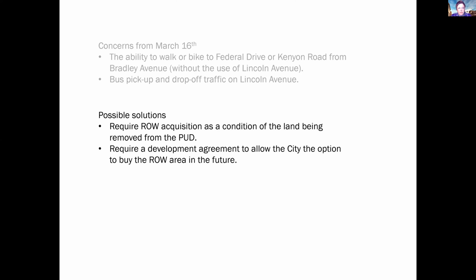Possible solutions to this, we kind of touched on last meeting. One would be to require right-of-way acquisition as a condition for the land being removed from the PUD. The second possible solution, and this is something the staff has been working on fairly hard every day, is requiring a development agreement to allow the city to have the option to buy the right-of-way area in the future. That would be an agreement between the city and the developer.